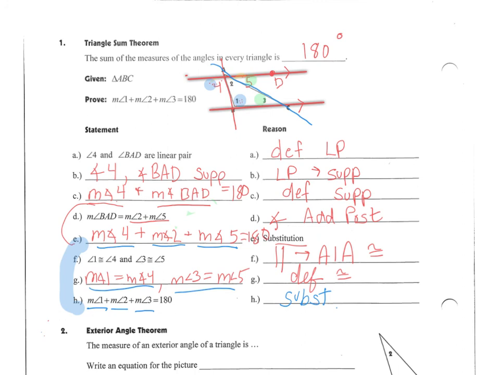Once we have that angle 1 plus angle 2 plus angle 3, which is what we have here, is equal to 180, now we have our proof, and we can now use this in other proofs, and our reason is going to be the triangle sum theorem.